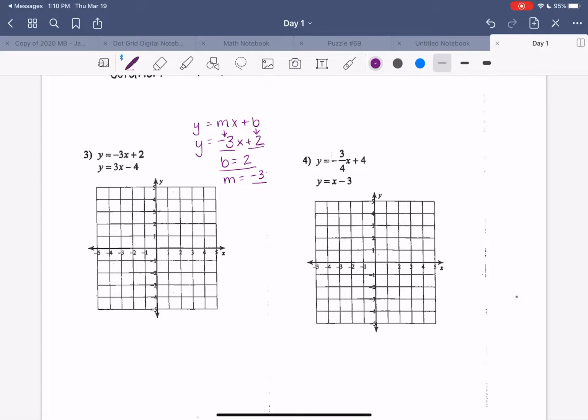So how do I make that a fraction? It's a whole number. You just go ahead and put it over 1. And then remember, we can always go the opposite direction. So instead of negative 3, positive 3, instead of positive 1, negative 1. So I can rise negative 3, which means go down 3, and run positive 1, which means go to the right, or the opposite, which is going up 3 and to the left 1.